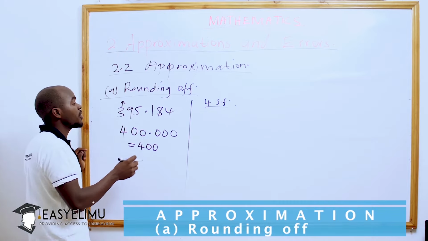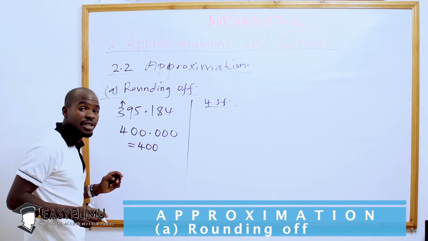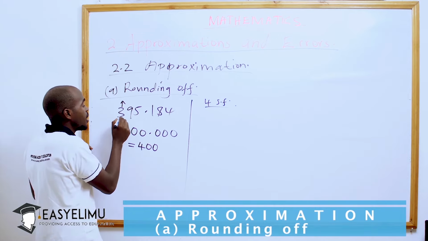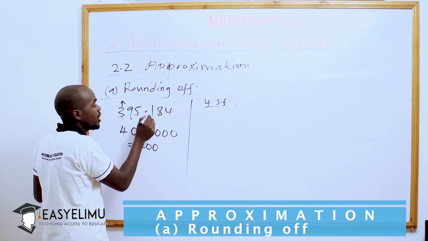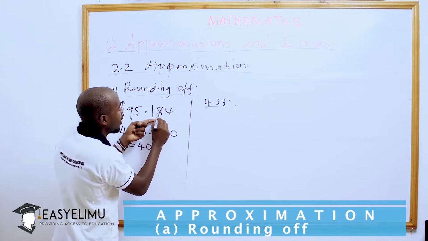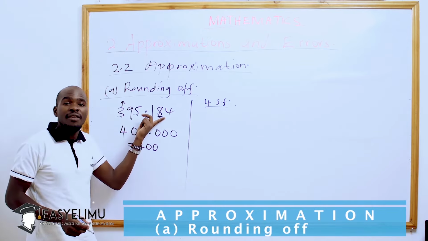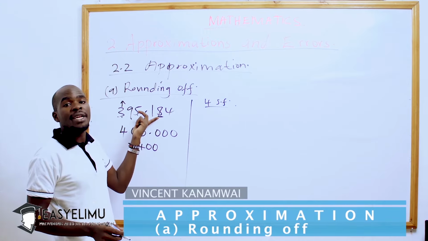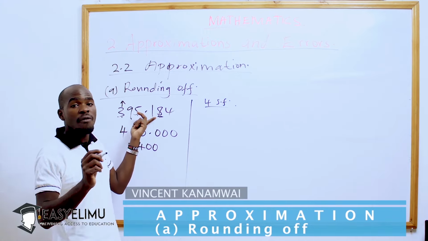So if it is to 4 significant figures, we shall count starting from the left hand side. Meaning this will be 1, 2, 3, 4. Then we shall check on the 5th significant figure number. So that one is 8. And if you look at 8, it's within the range of 5 to 9.